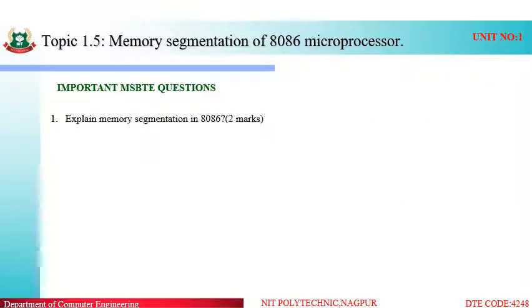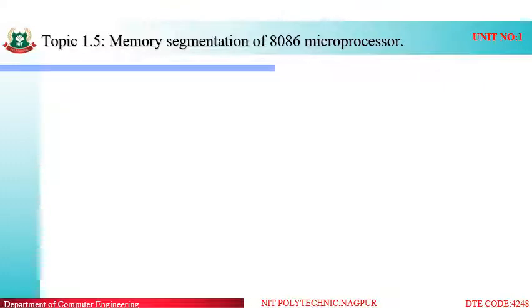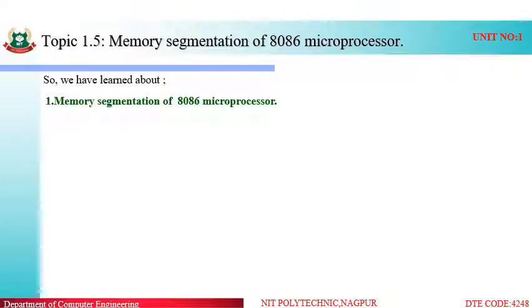So MSBTE related questions are: explain the advantages of memory segmentation in the 8086 microprocessor, and next, explain how segmentation is done in the 8086 microprocessor. So we have learned today about memory segmentation and its advantages.